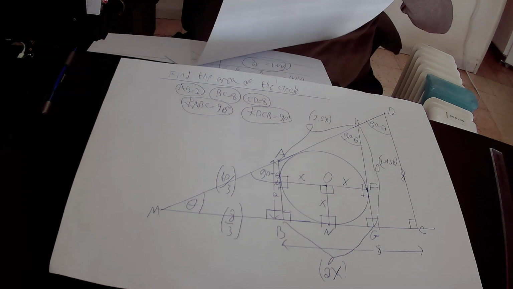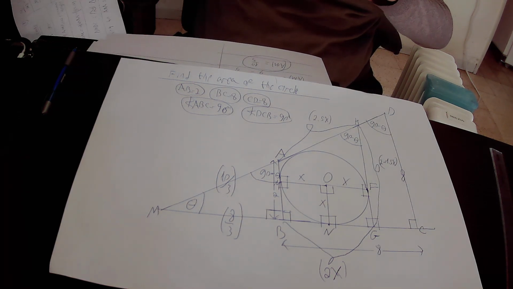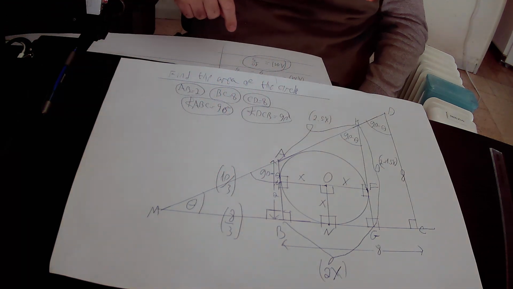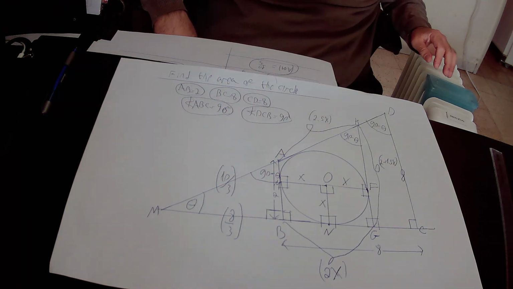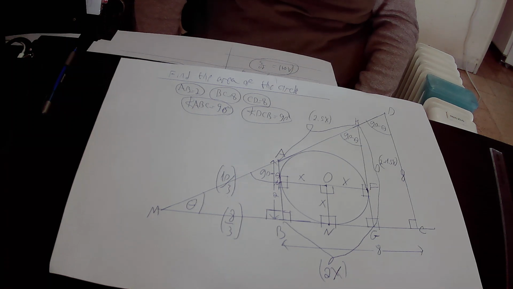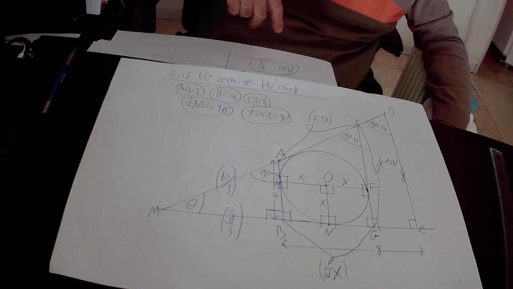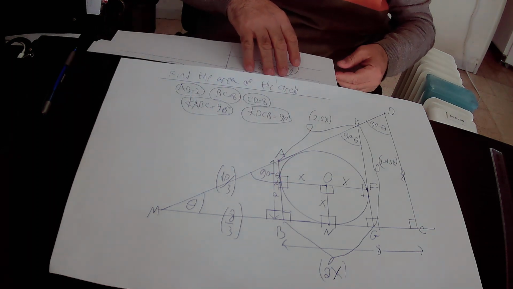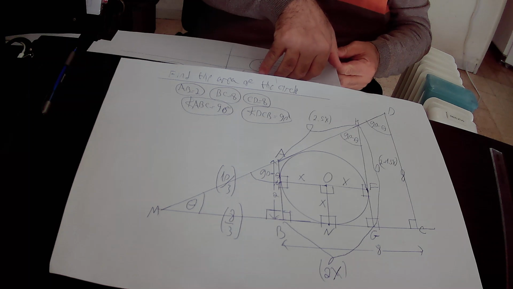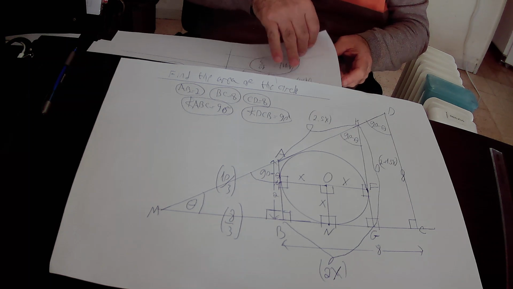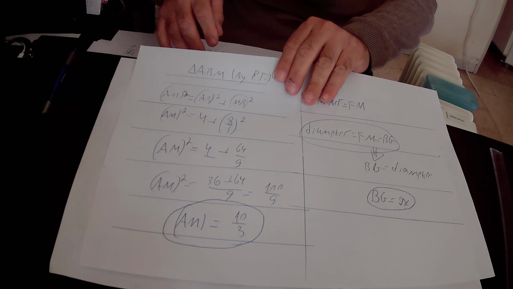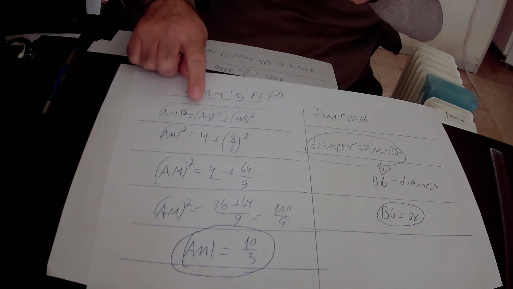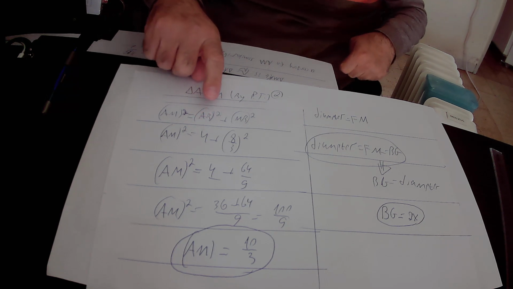In the next step, we implemented the Pythagoras theorem on the right small triangle MAB. According to the Pythagoras theorem, in any right triangle, the square of the hypotenuse equals the sum of the squares of the perpendicular sides. So in the right triangle AMB, AM square equals AB square plus MB square. AB is 2, so AB square is 2 squared, that is 4, plus MB square.